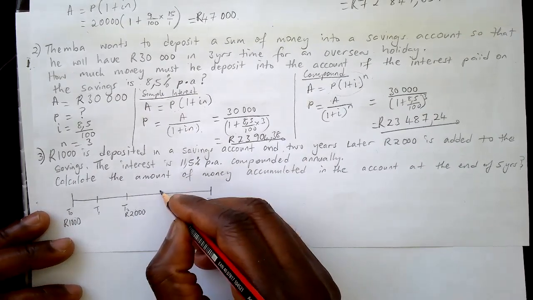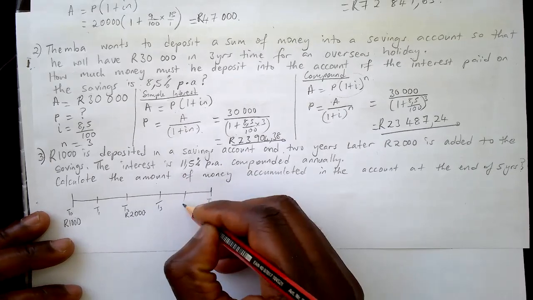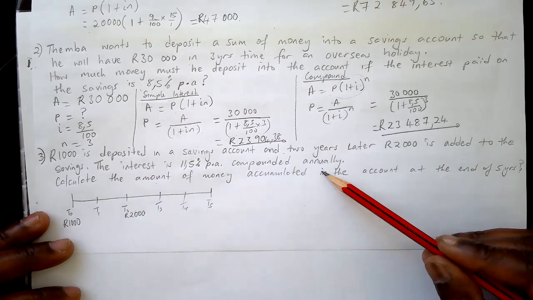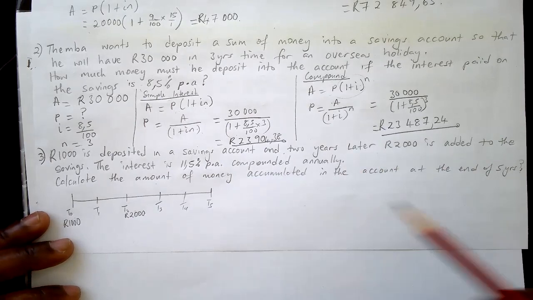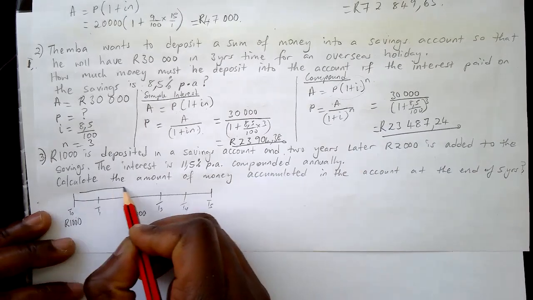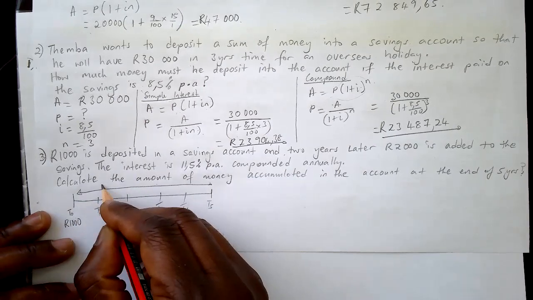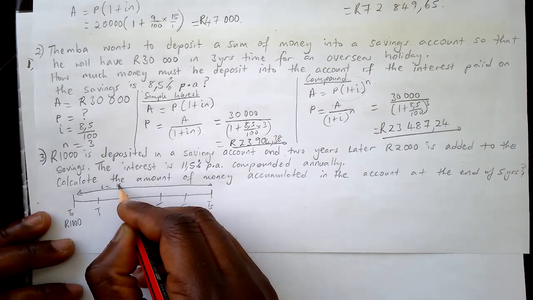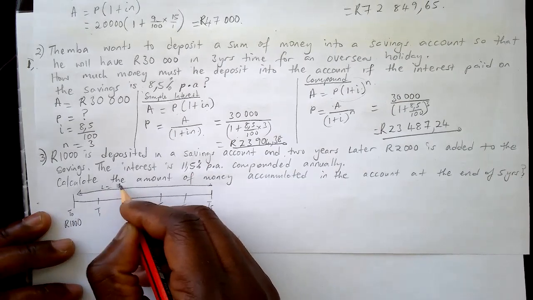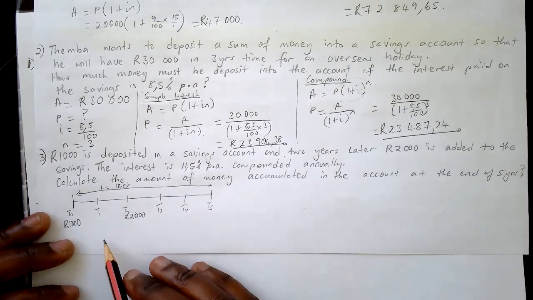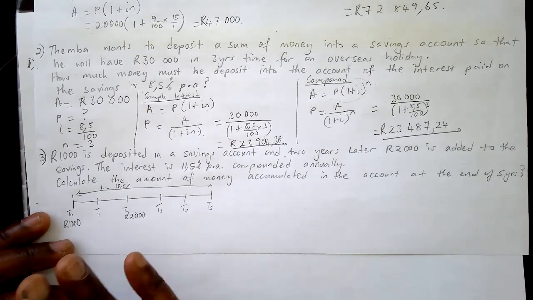Then we want to know now, T3, T4. How much is it now for the whole time of 5 years? So what we have here is our I, which is equal to 11.5%. That's our I there.